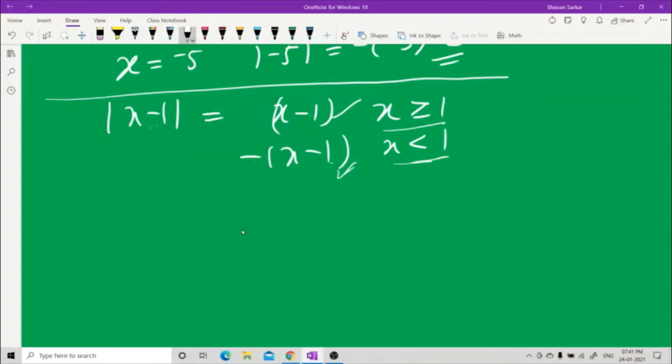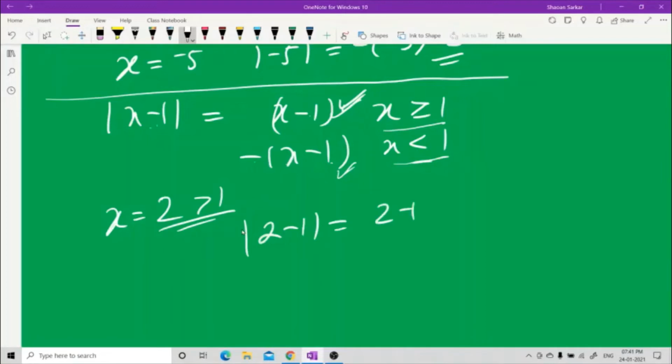Let us see. मैं लेता हूं x equal to 2. 2 is of course greater than 1. 2 1 से बड़ा होता है, तो मैं ऊपर वाला फंक्शन लूंगा. So 2 minus 1 is nothing but 1. Done.